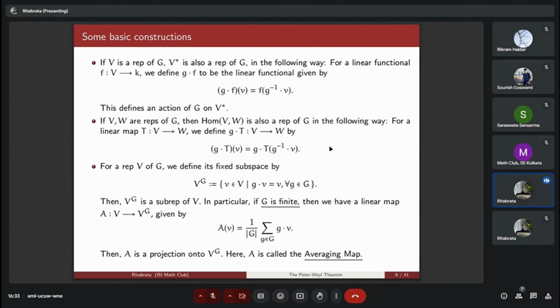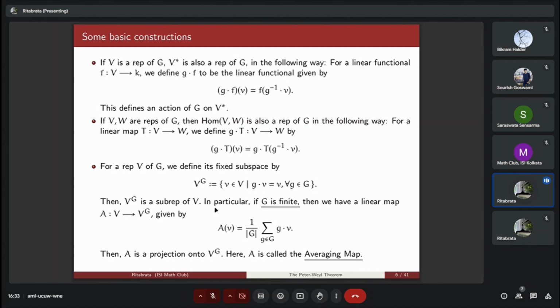For a representation V of G, we define a fixed subspace of the representation. That is, the subspace of V on which G acts trivially. That is, every group element acts as the identity operator on it. It is easy to check that V^G is a subrepresentation of V.